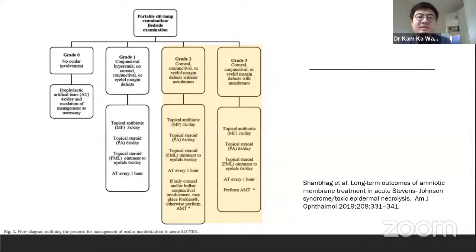In the 2019 study by Dr. Scheinbach, they used a very similar approach. They use amniotic membrane in patients with defects with or without membranes, as in here, grade 2 and grade 3. The difference is that they have Procara in the US, whereas we do not. Procara is a contact lens mounted with amniotic membrane. So they use this device when there is no pseudomembrane. When there are membranes on the surface, they would use a conventional amniotic membrane.